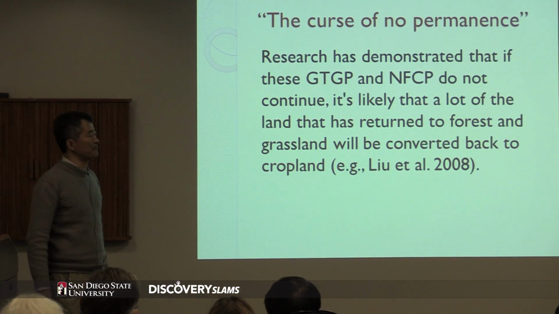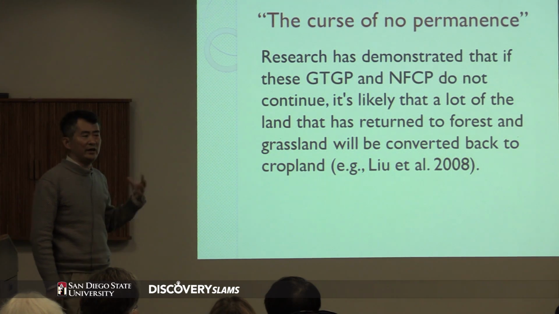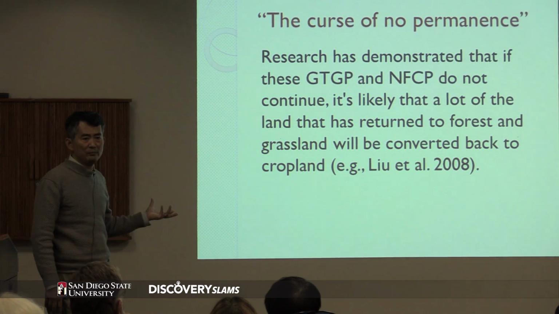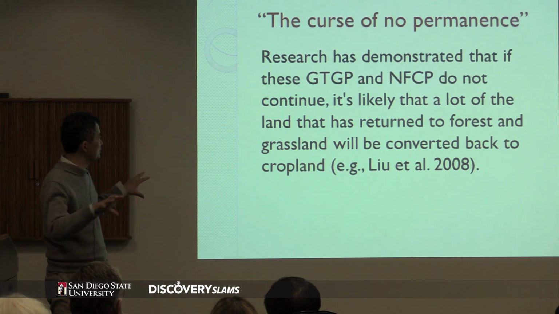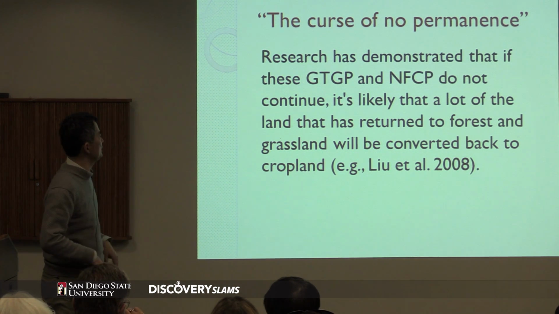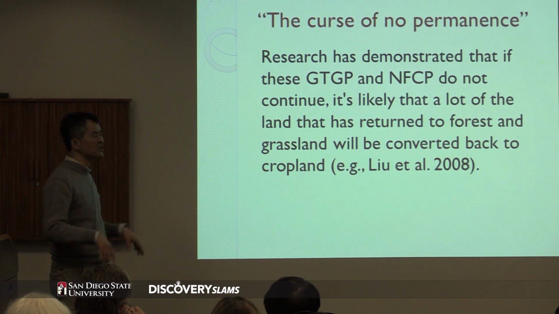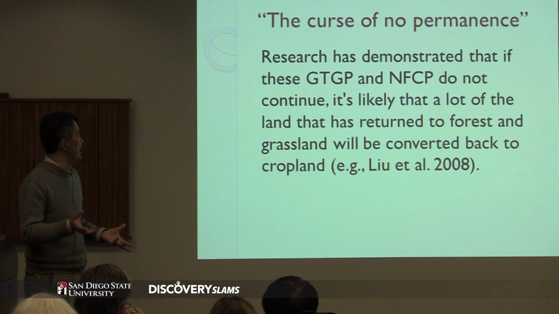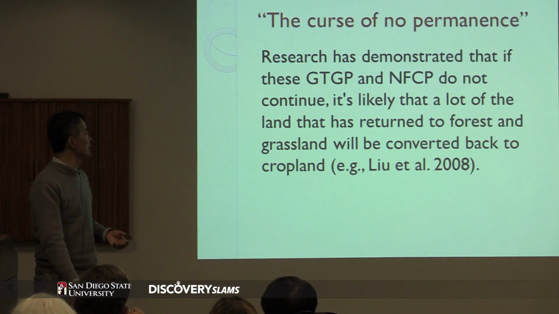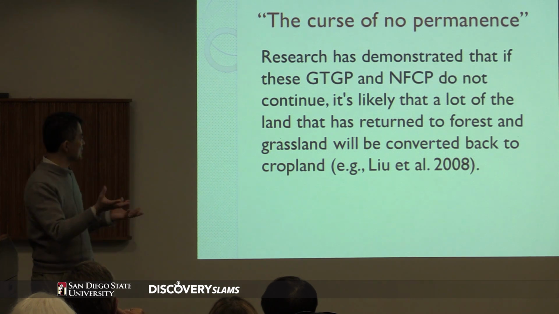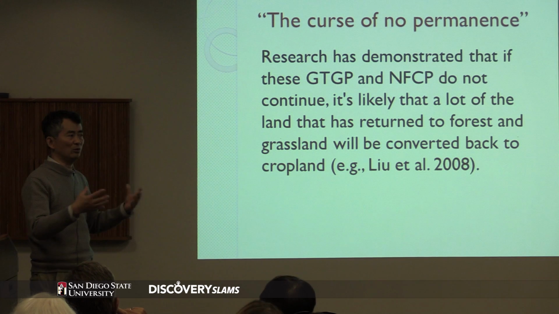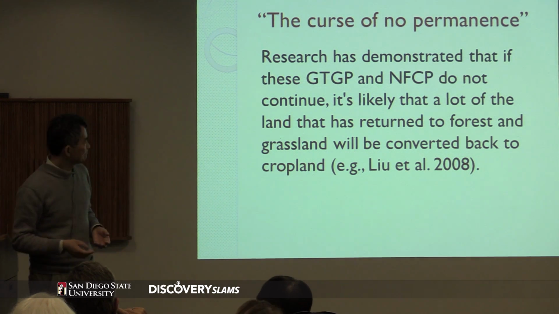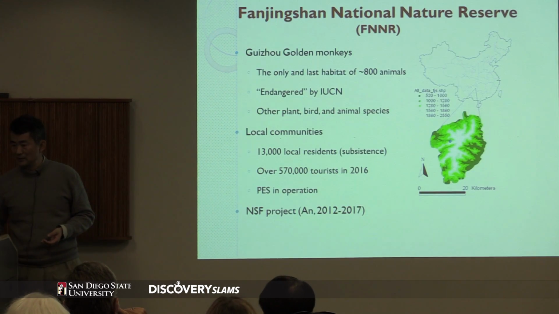However, there is the curse of permanence, this is what I call it for PES programs. Usually, research has demonstrated that if this GTGP and NFCP do not continue, it's likely that lots of the land that has returned to forest and grassland will be converted back to, for example, farmland or whatever.